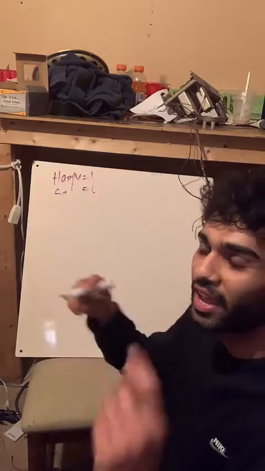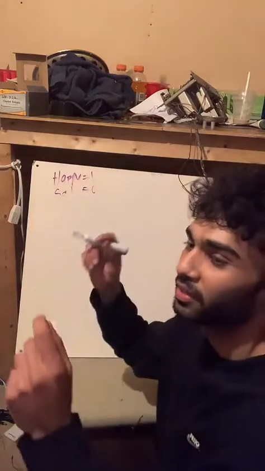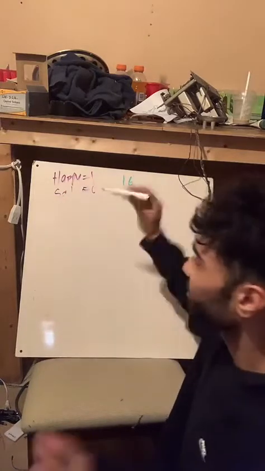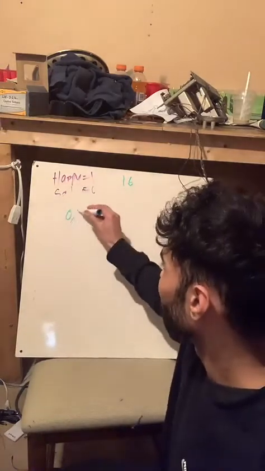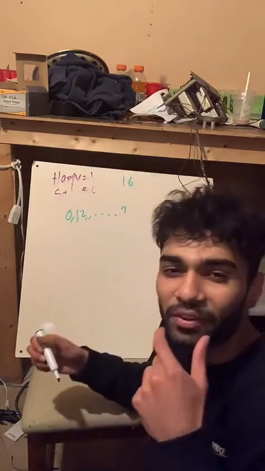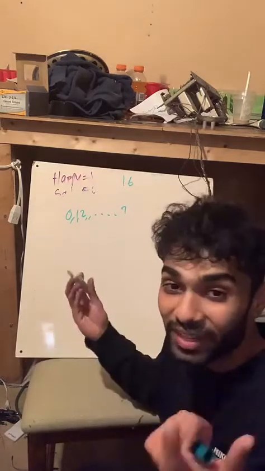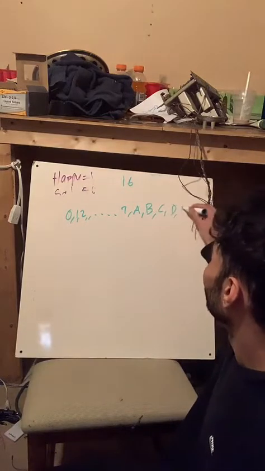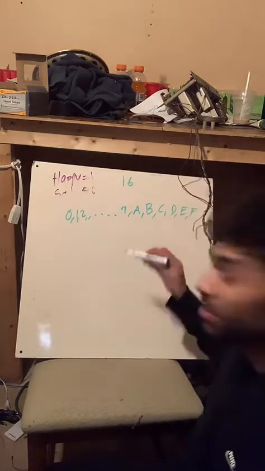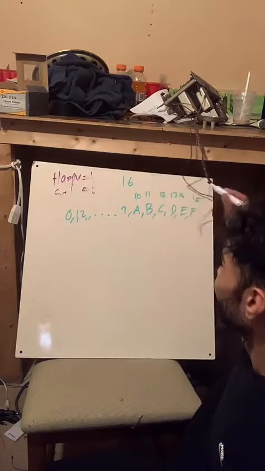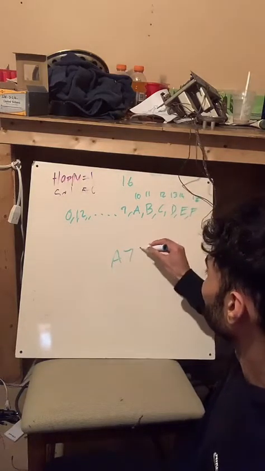Hexadecimal, hex. Hex is a hexagon, hex is 6. Hexadecimal. Hex is 6, deci is 10. 6 plus 10 is 16. Base 16. What if I had 16 symbols? 0, 1, 2, 3, all the way to 9? Oh, I'm out of symbols. I'm going to make the symbols. Let's just use A, B, C, D, E, and F. So this is actually 10. This is 11. This is 12. This is 13. This is 14. This is 15.